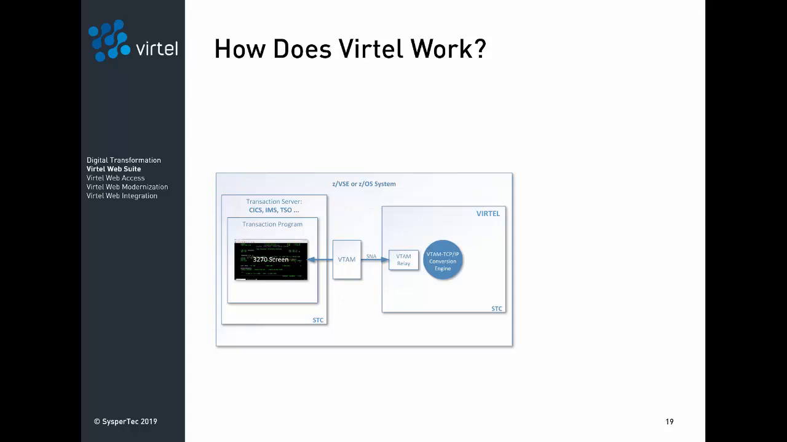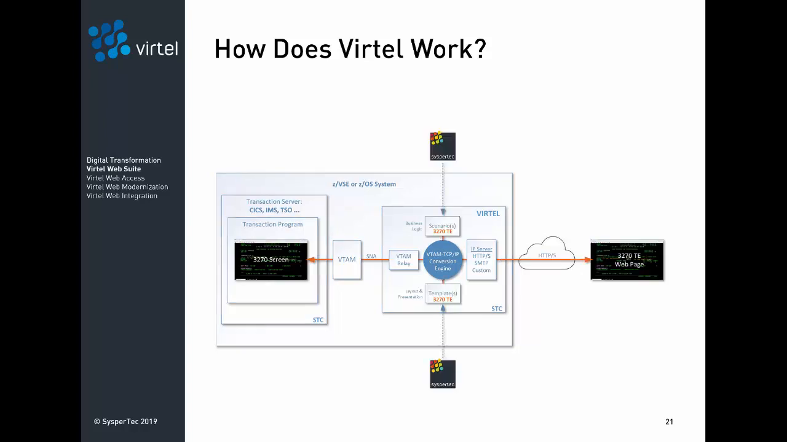Behind the VTAM relay is a communication protocol conversion engine, which functions as an interface between VTAM SNA, the communication protocol of the mainframe, and TCP/IP, the communication protocol of the web. Behind the protocol conversion engine is an IP server, in the case of all but email services, an HTTPS server. This IP server manages the TCP/IP connections with web client devices.